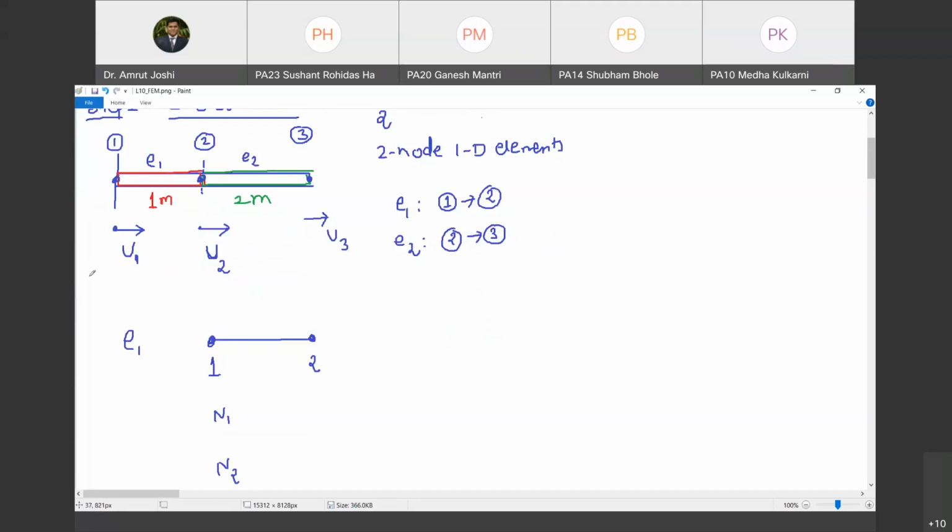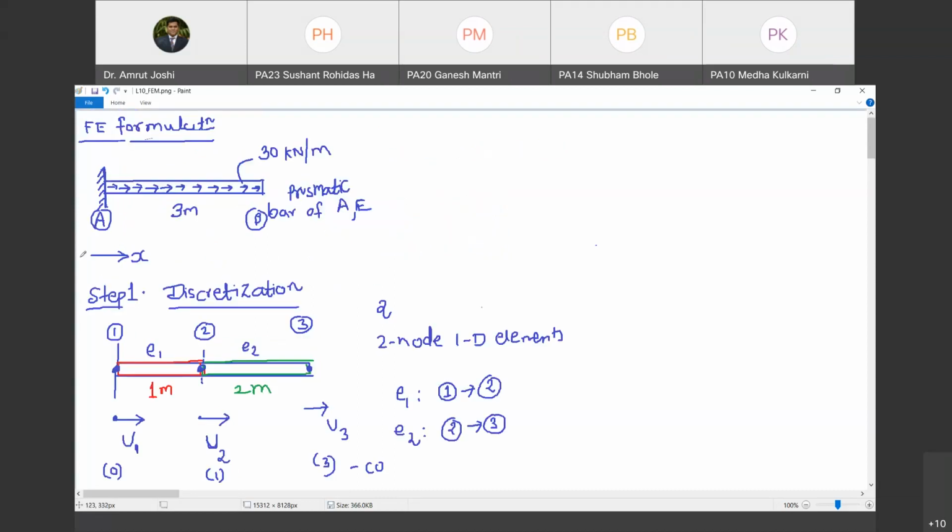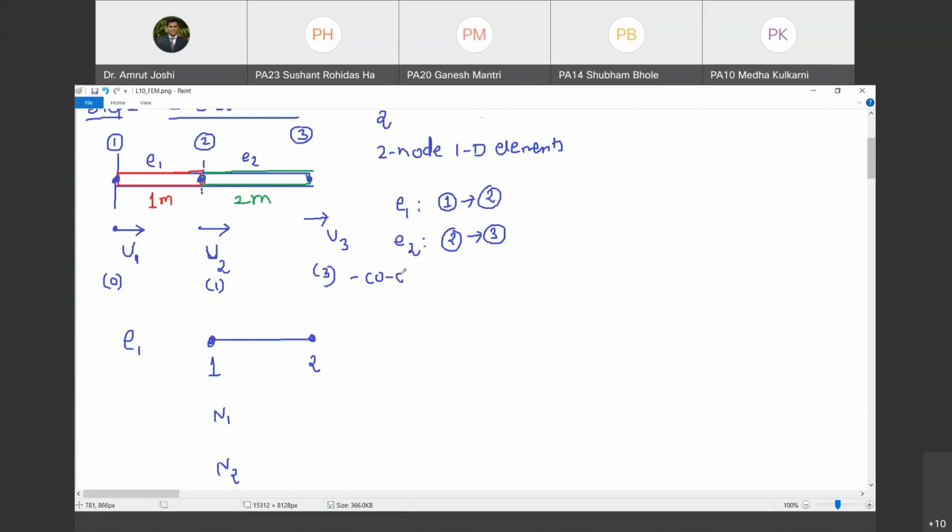Now, what are the coordinates of these nodes? 1, 2, 3. So I will start with 1. What is the x coordinate of node number 1? 0. What is the x coordinate of node number 2? 1. And what is the x coordinate of node number 3? 3. Are you with me? Yes, sir. These are the coordinates because I have taken the left hand side or fixed support as the origin, and x is in this direction. So these are the coordinates. Happy? Yes, sir.